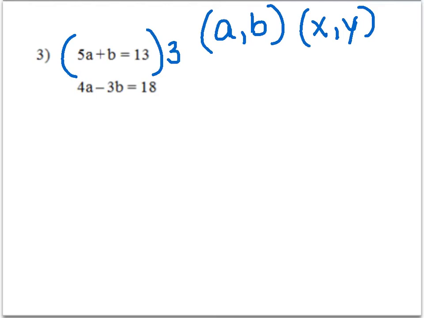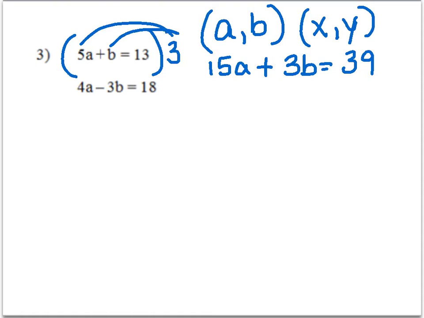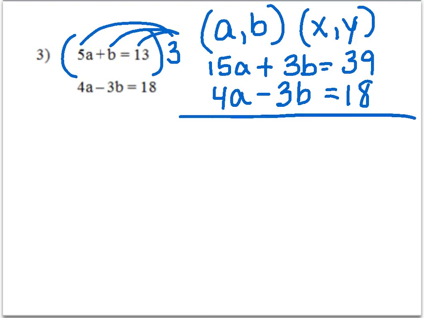And so my new equation is 15a plus 3b equals 39. You have to multiply the 3 by every single term. It's kind of like you're distributing it 3 times. The second equation I have not changed, but look, now I have that plus 3 minus 3 to cancel out the b's. So I'm going to add these two equations together.